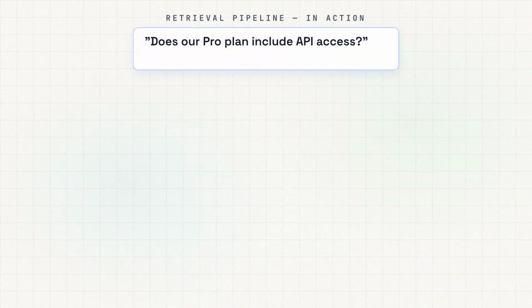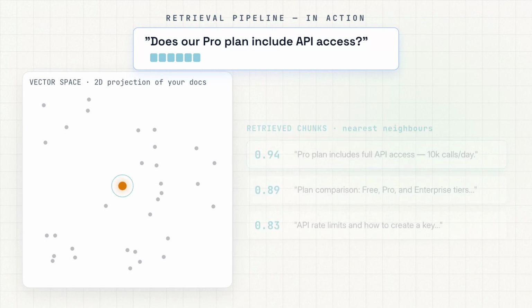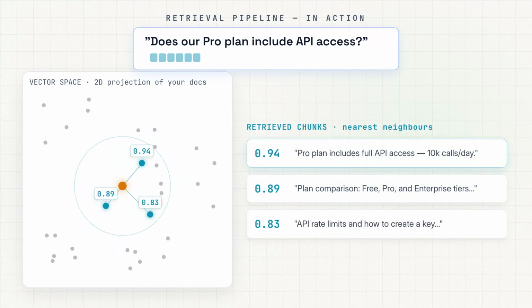Let me show you the whole thing running for real. Someone asks, does our Pro plan include API access? First, that question turns into a vector, hundreds of numbers capturing the meaning, not just the words. Now, keep your eye on this. The vector drops into our store, where thousands of support docs are already sitting as points in space. The search fires, and boom, the closest neighbors light up. Check the scores, 0.94, 0.89, 0.83.